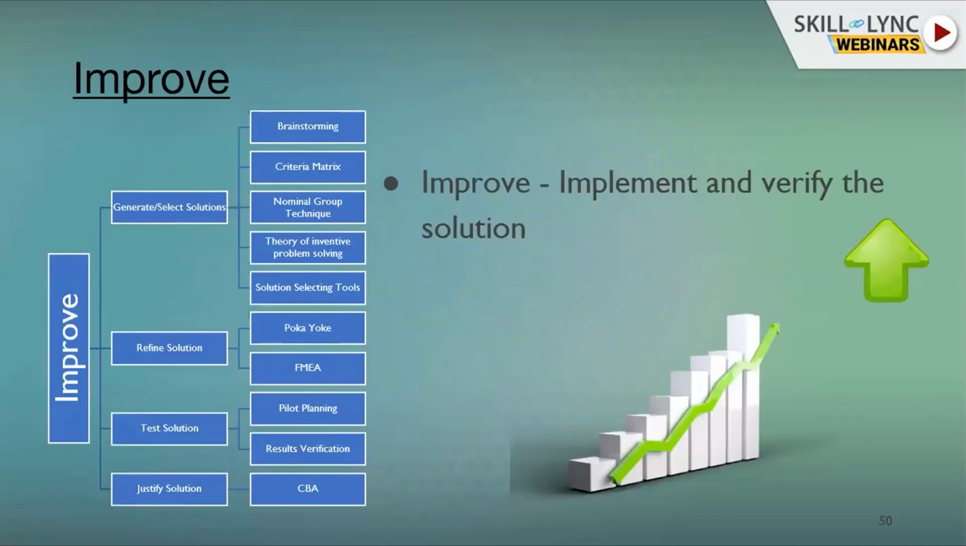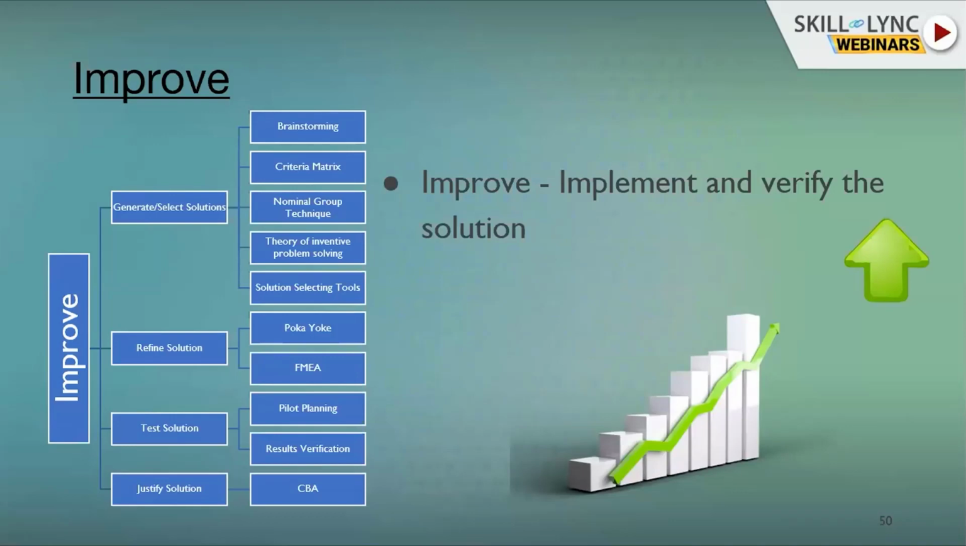Then we improved. In Improve, what we do is brainstorming: generate or select solutions. We list down all the solutions, then we brainstorm or do a criteria matrix. In the criteria matrix, we provide a weightage to each solution, for example solution 1, 2, 3, 4. The weightage for solution 1 in this scenario is 8, like it will reduce material handling by 10 and reduce rejection of LED shorting by 10. That is how weights are provided and accordingly a score is calculated. Nominal group technique follows the same thing.